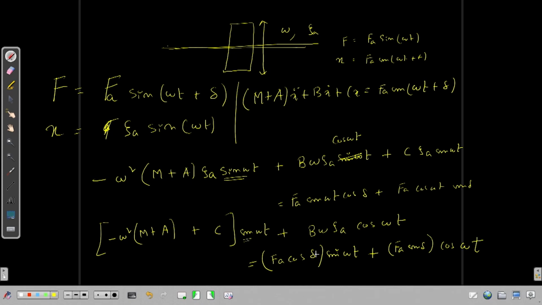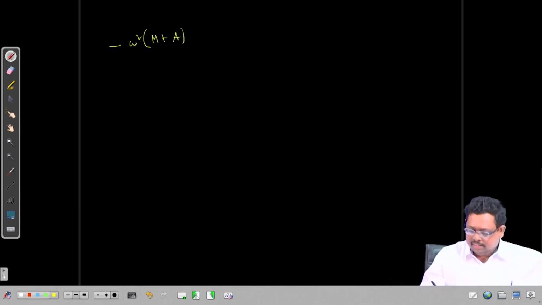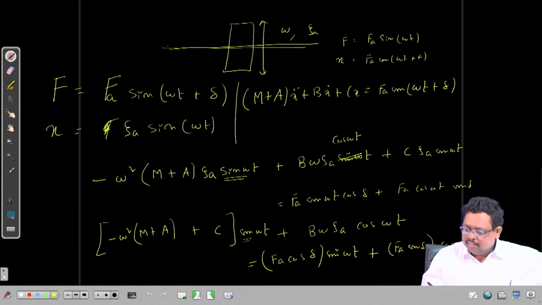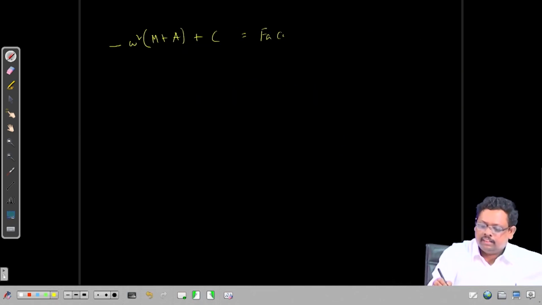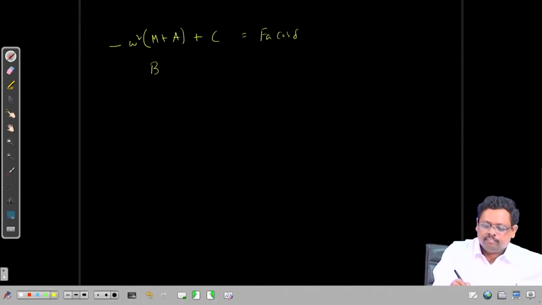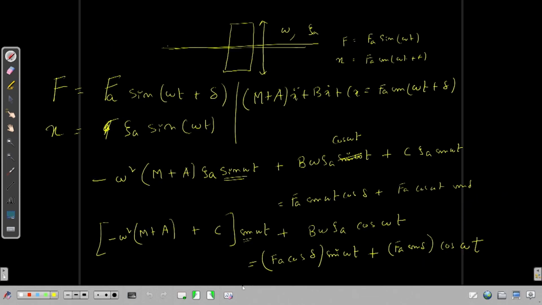Now, next, as I said, it is very easy. Just compare the sin omega t term. So we will get minus omega square into m plus a, plus c, times xi a, equals f a cos delta. And if you look at the cos term, it is b omega xi a equal to f a sin delta.